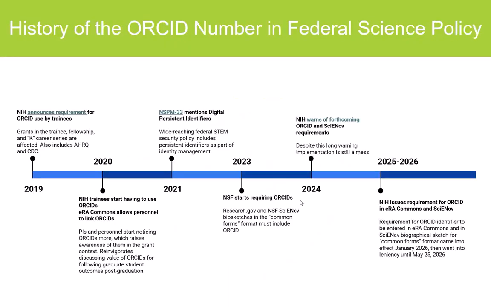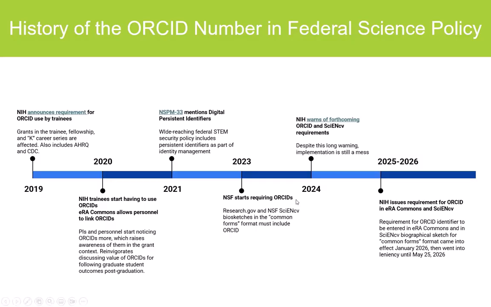All right, so here's a little overview of why we are where we are with ORCID usage with the federal government. So back in 2019, the NIH made an announcement that they were going to require ORCID usage for their trainees, so their grants and fellowships, and that group of researchers had to start using ORCIDs.